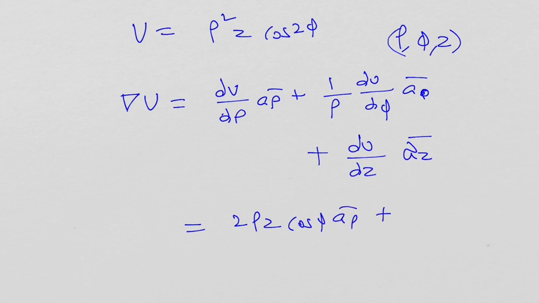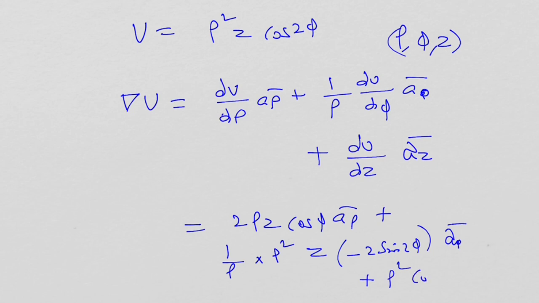The next component will be 1 by rho is already present, rho squared will not be differentiated, whereas you have only z. So you will find out that z is also treated as constant, whereas cos 2 phi when it is differentiated is minus 2 into sine 2 phi, and a phi is the unit vector, and at last you can see the component rho squared cos 2 phi az will be there.